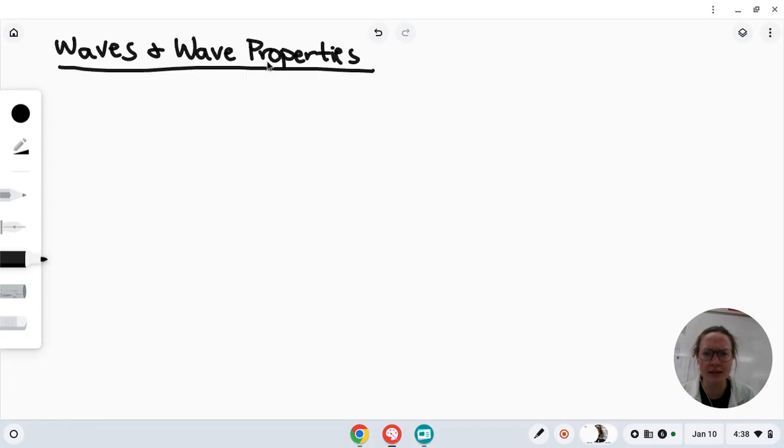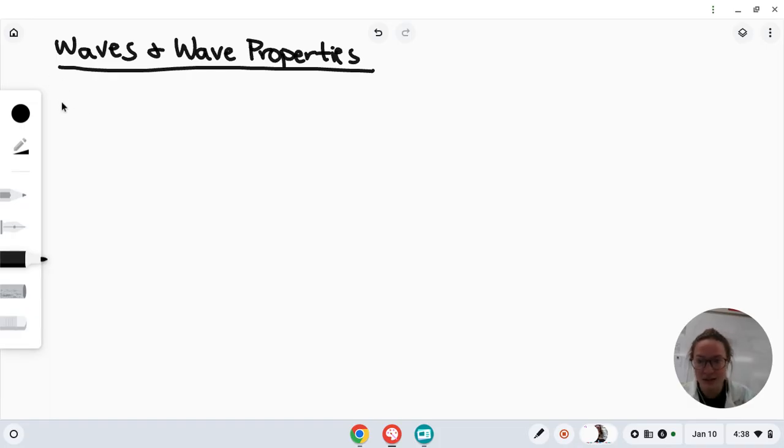When we talk about waves and wave properties, so far in this unit we've been talking mostly about pendulums and springs. And this is about the point in the unit where students start to ask me, okay, Miss Wilson, we've been talking so much about pendulums and springs. When do we actually start to talk about waves? Well, that would be right now. But before we do, let's talk again about pendulums and springs.